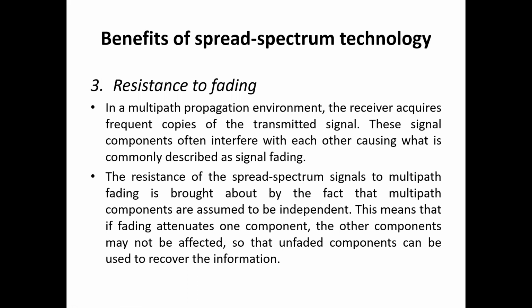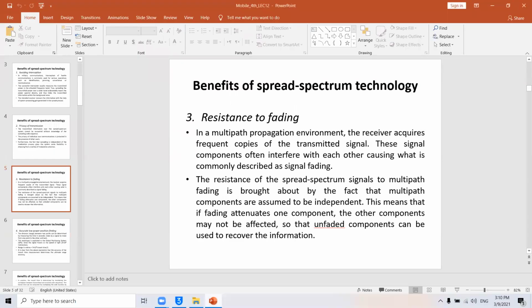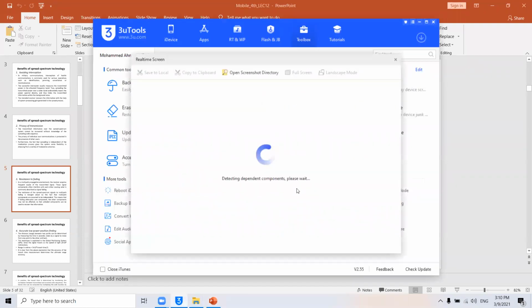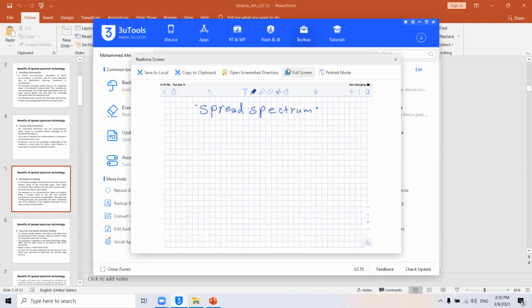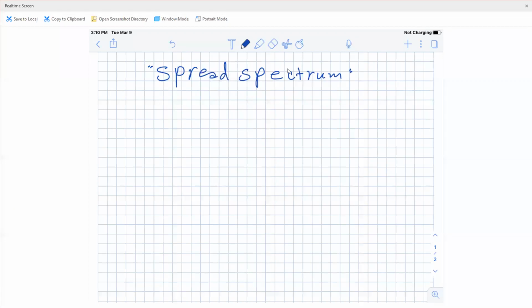Third, resistance to fading. Of course, to understand what we mean by fading, we have to go to the whiteboard to explain it. I don't know, are you familiar with this word or not? Have you studied fading or not? No response. Okay, now let us explain what we mean by fading.